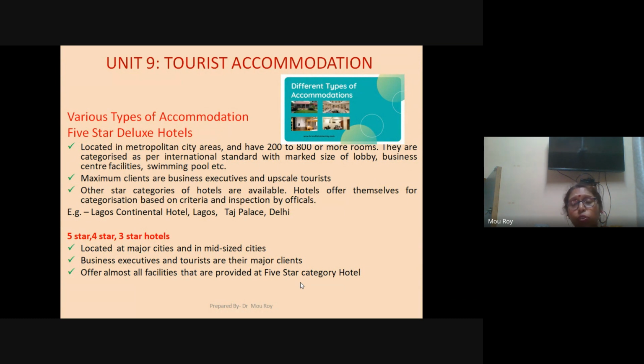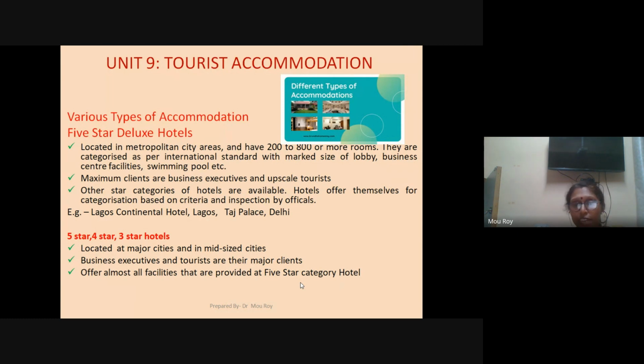Now, hotels are categorized as 5-star hotels, 4-star hotels, 3-star hotels by the classification committee, the HRACC, known as the Hotel and Restaurant Approval Classification Committee. They are the ones who categorize hotels as per the facilities rendered to the customers.